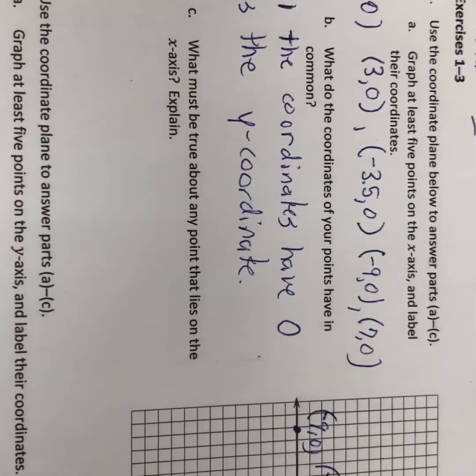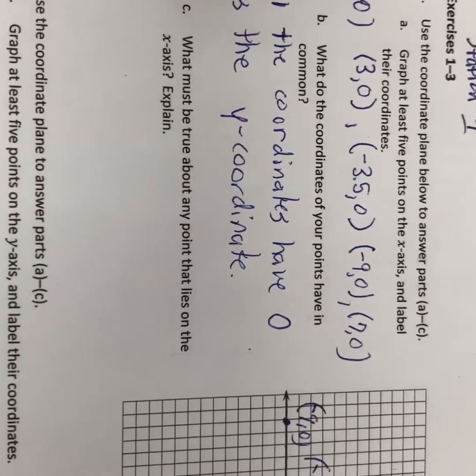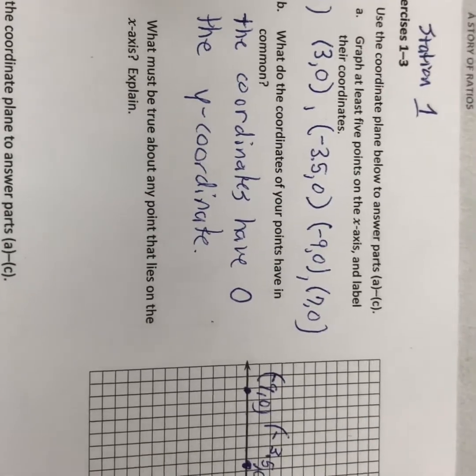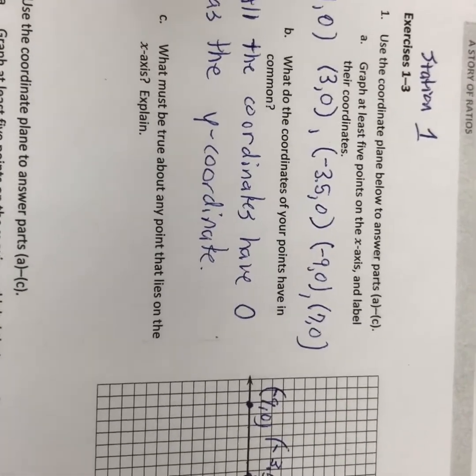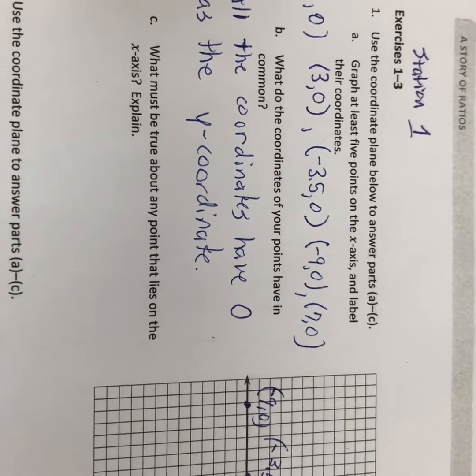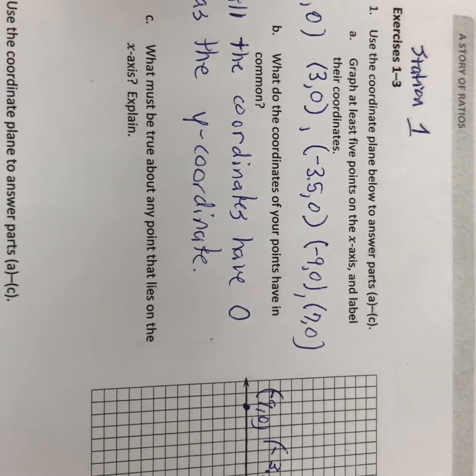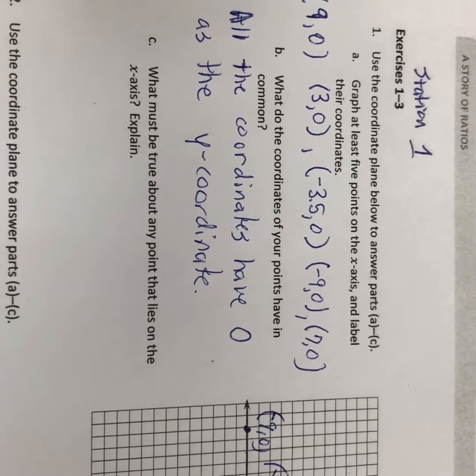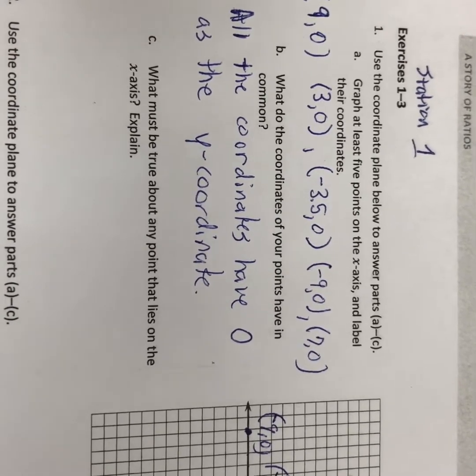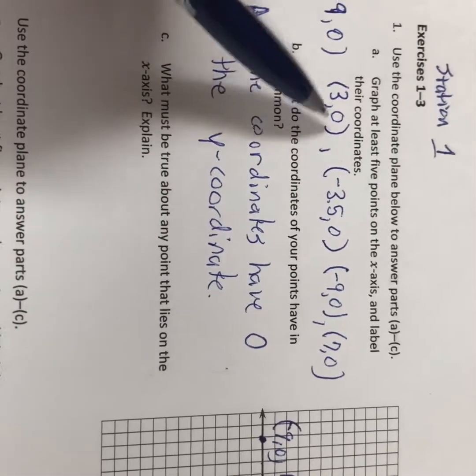Okay, so hopefully you have come up with your answer, and let's talk about it. What must be true about any point that lies on the x-axis? If a point lies on the x-axis, its y coordinate must be 0.